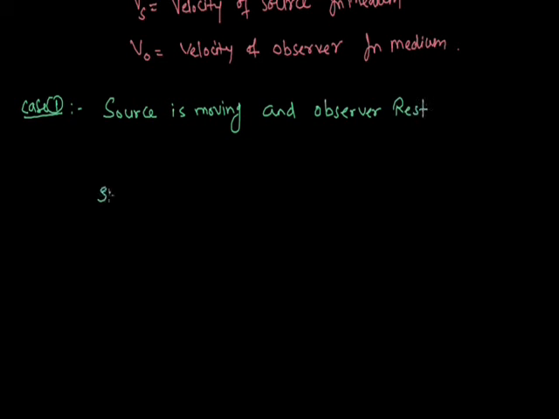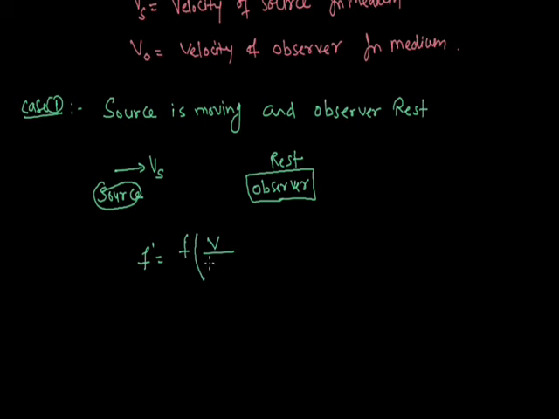That means suppose that is the source and it is moving with vs velocity, and here is an observer. The observer is at rest. Now if we see the frequency received by the observer, f dash, when the source is moving towards the observer, v is the velocity of sound and f is the frequency of the source. So f dash, the frequency received by the observer, will be f into v upon v minus vs when the source is moving towards the observer.